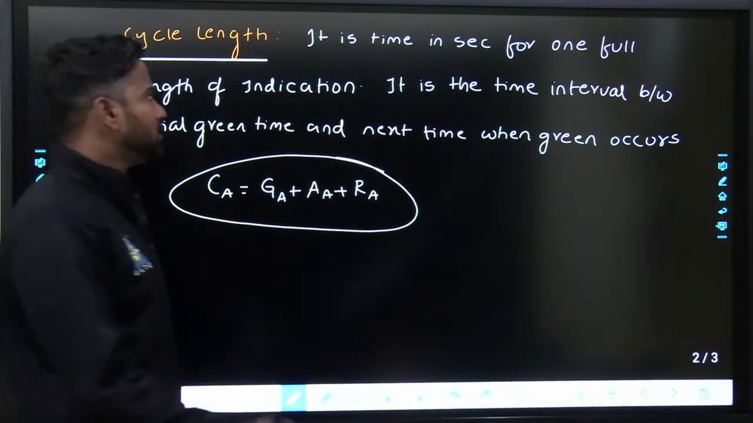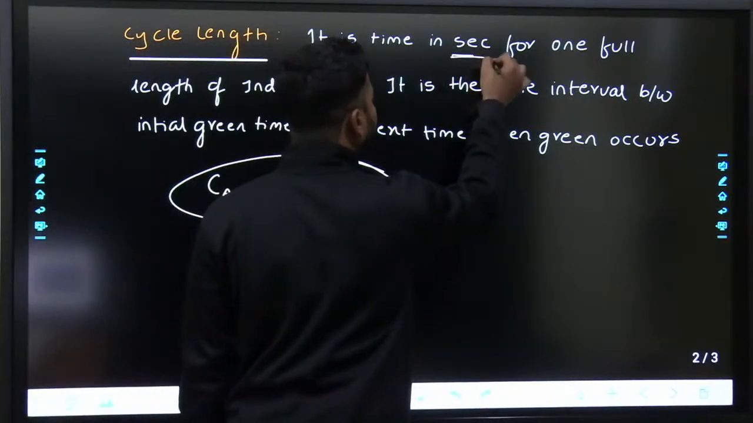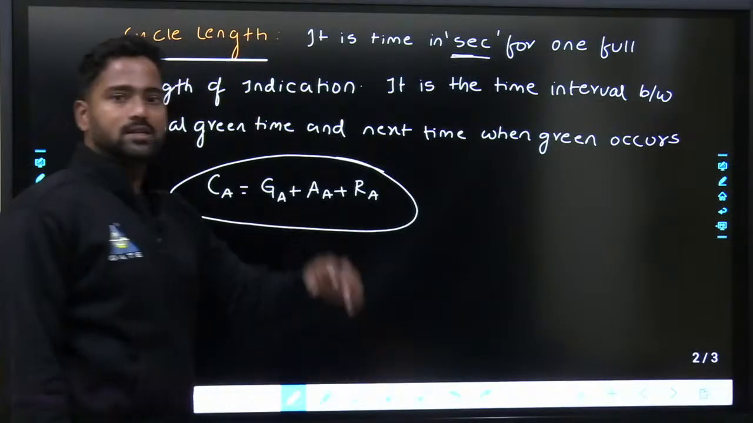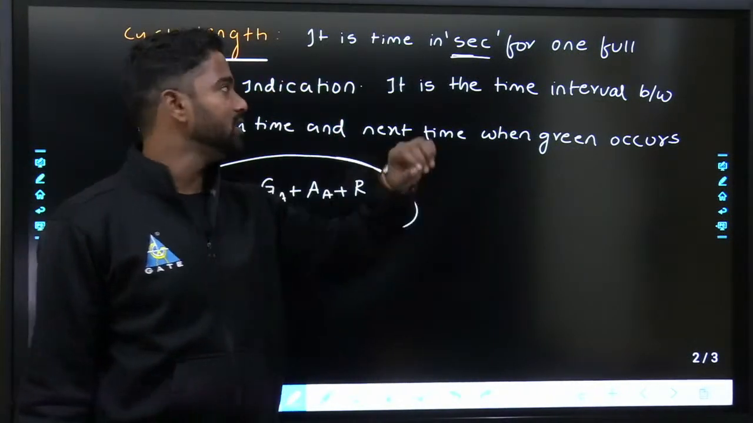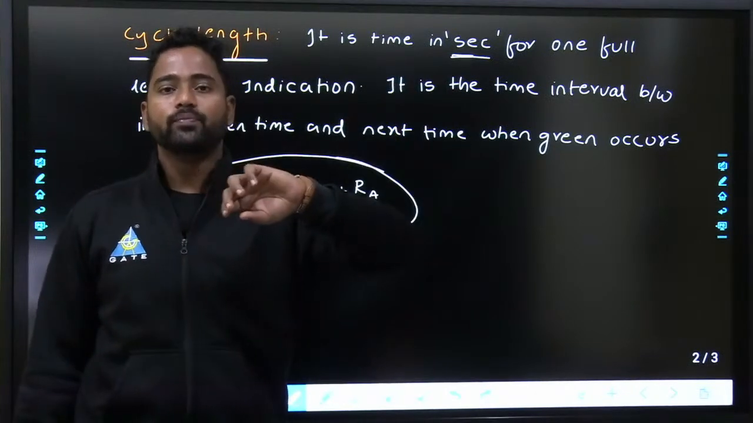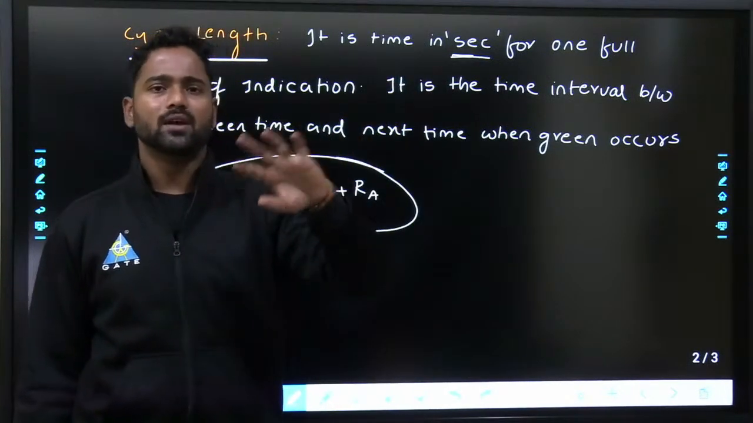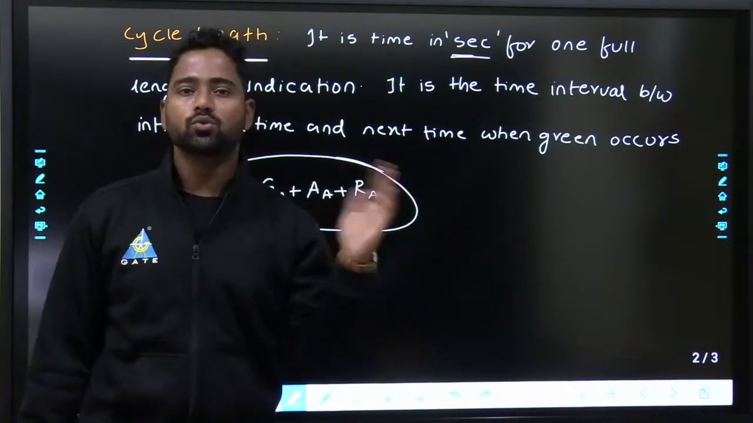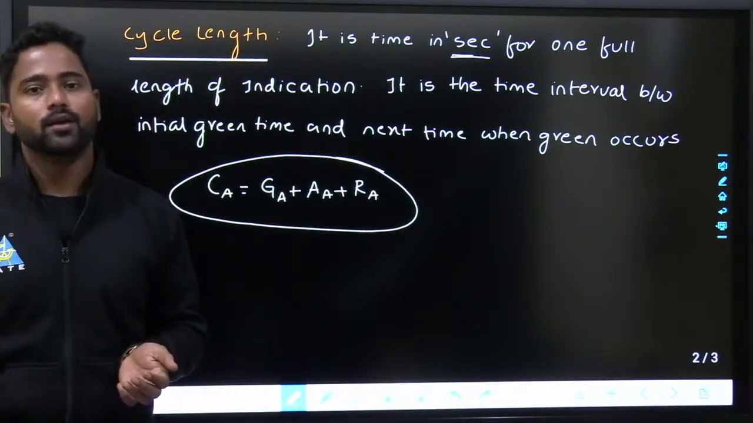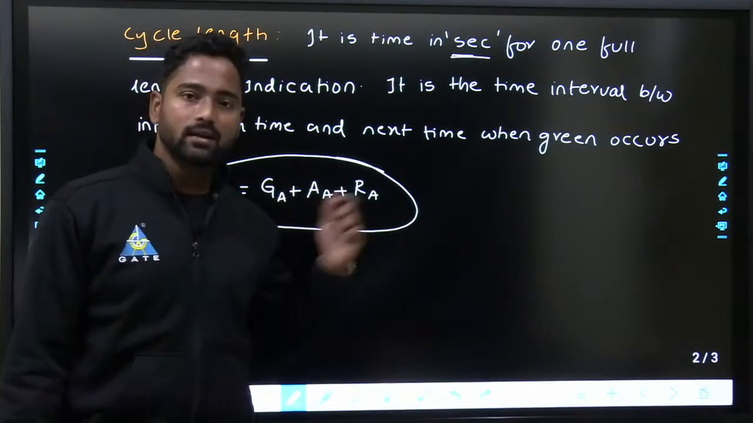Generally you will measure the time in seconds, because in signal systems you will see 120 seconds, 60 seconds. You will not see 1 hour, 2 hours. Okay. So green plus amber plus red is approximately 120 seconds. It generally varies from 50 to 200 seconds. Okay. So this is the cycle length.